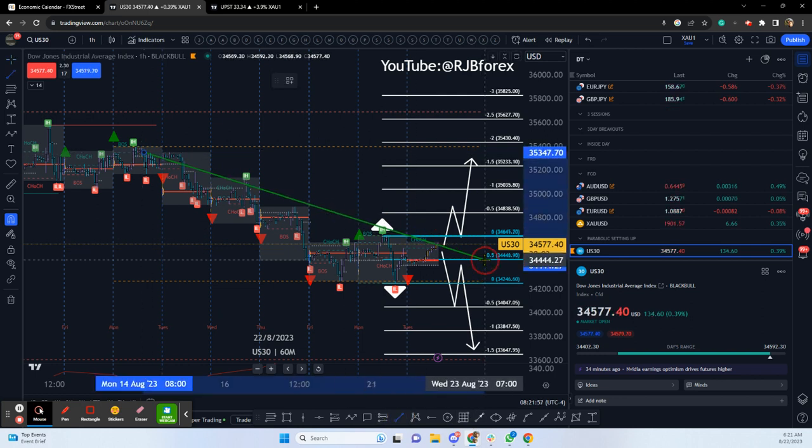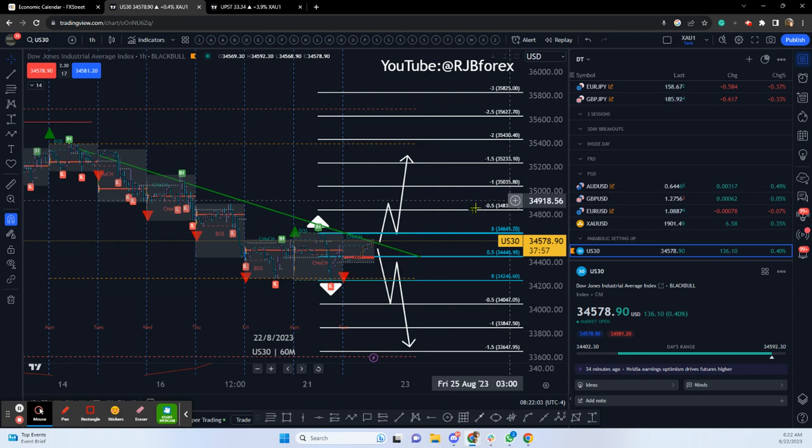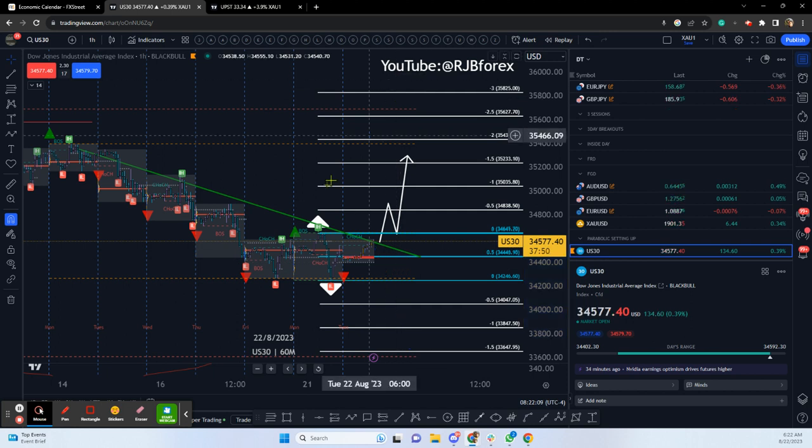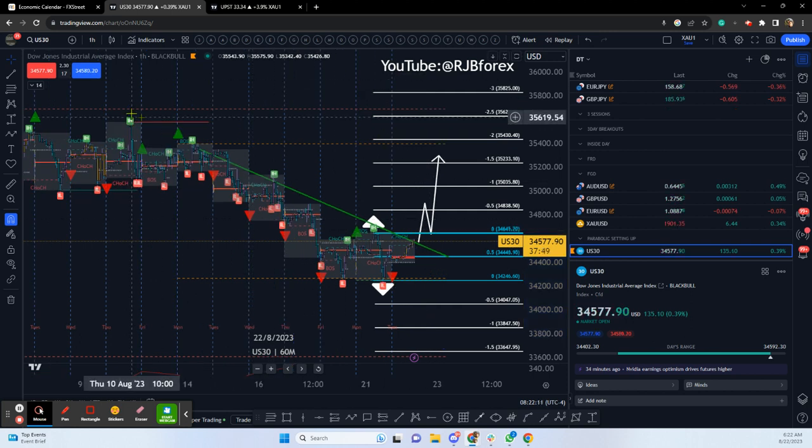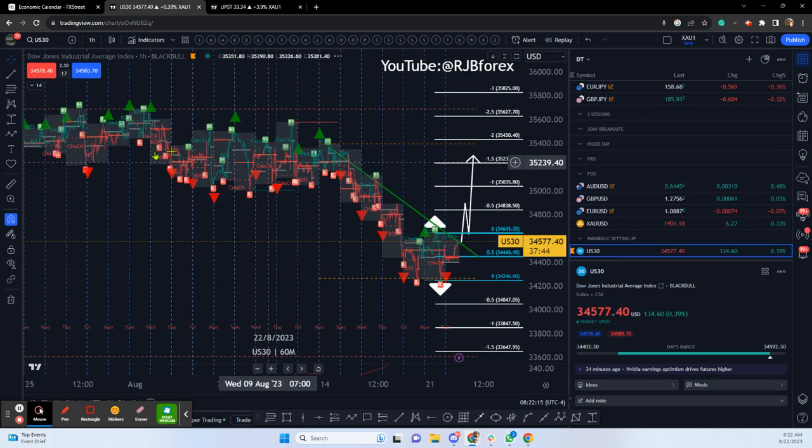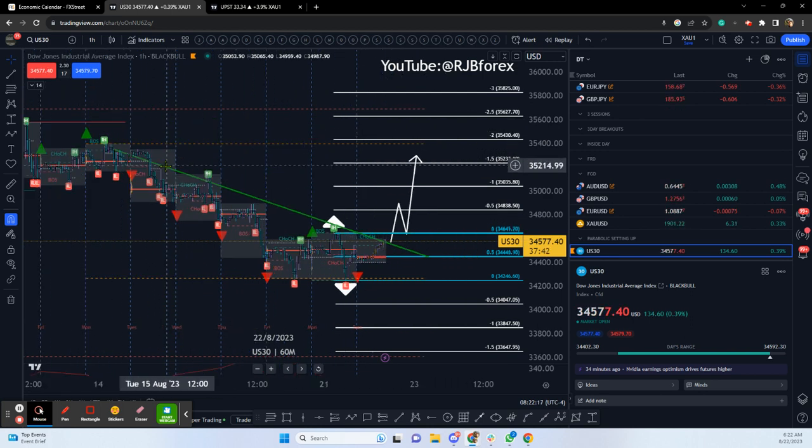Breaking out to the top side. And then this scale that I've drawn, it could go either way, right? So let's just concentrate on the upside. That's the bias to pull back into the shorts that have been built up since all the way back in August.